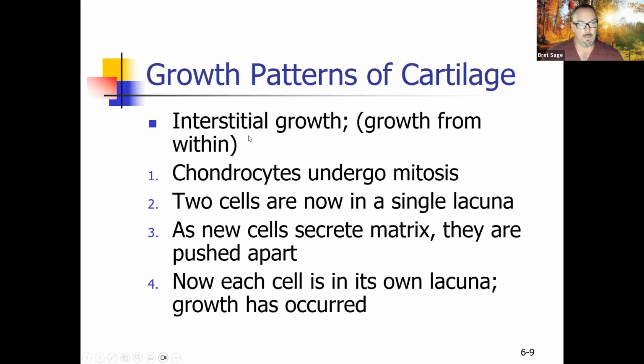Growth patterns of cartilage. Well, the first is called interstitial growth, and this is growth from within. So instead of the edge, it's in the center. Chondrocytes, which are cartilaginous cells, undergo mitosis. That's cell division. Now there's two cells in a single space called the lacuna. As the new cells secrete matrix, they kind of push each other apart. They're now pushed apart, and each has its own lacuna, and growth has occurred from the center of the cartilage.